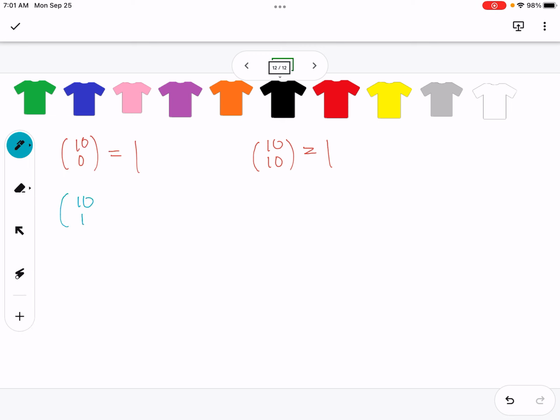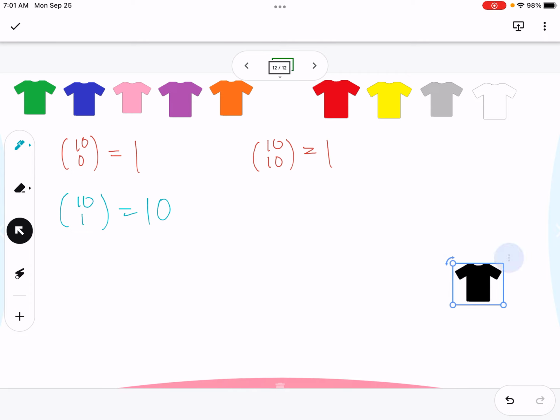If I want to pack one item, one shirt, if there are 10 items, there are 10 ways to choose one item. Now, I'm going to choose one item. I'm going to choose black. So I can either choose one shirt to take with me, or I can choose 9 shirts to leave at home.